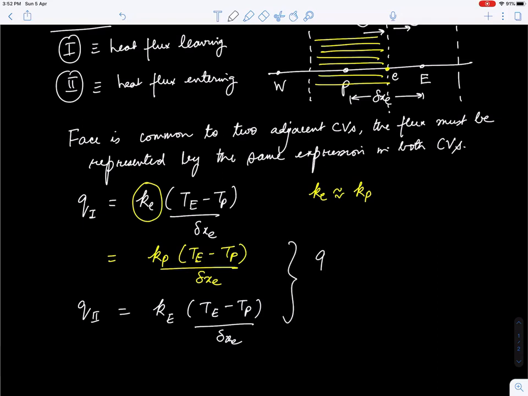Now if I say that for basic conservation, Q1 is the same as Q2, it would essentially mean that KP would have to be equal to KE for this to be true, or for this to be valid.